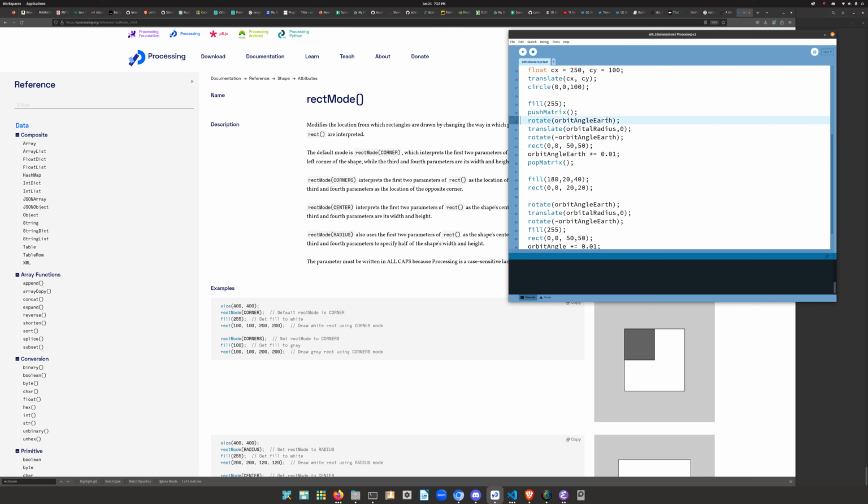Okay, so I set the color, right? Okay, so what should I put for the comments here? Rotate Earth to correct place in orbit.